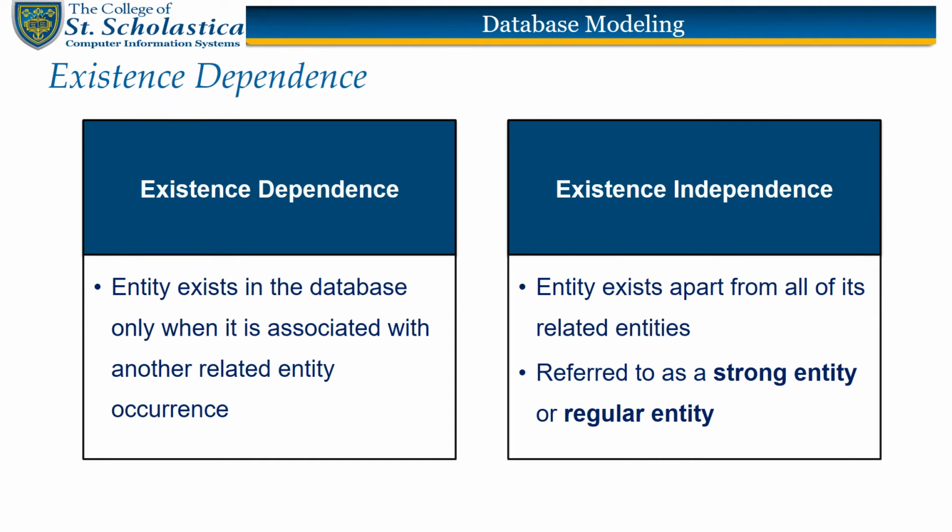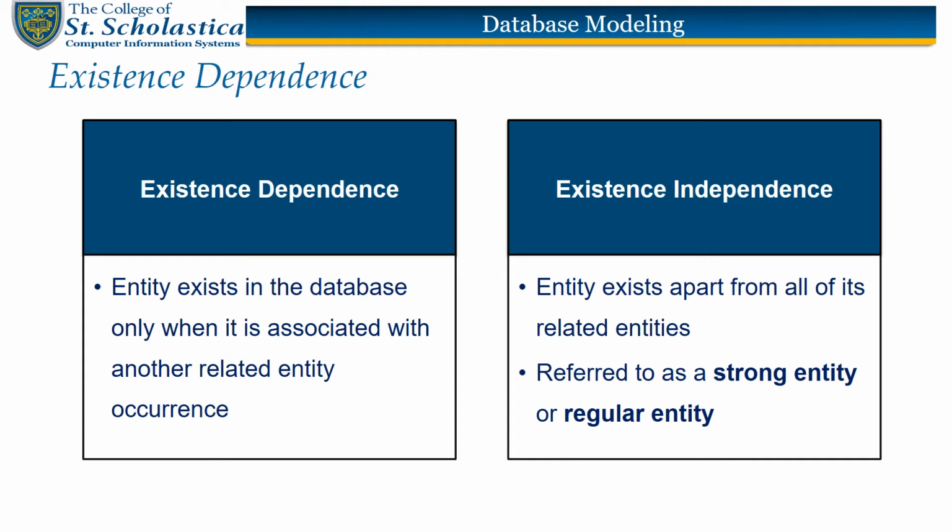An entity is said to be existence dependent if it can exist in the database only when it is associated with another related entity occurrence. In implementation terms, an entity is existence dependent if it has a mandatory foreign key, that is, a foreign key attribute that cannot be null. If an entity can exist apart from all of its related entities, then it is existence independent, and it is referred to as a strong entity or regular entity.